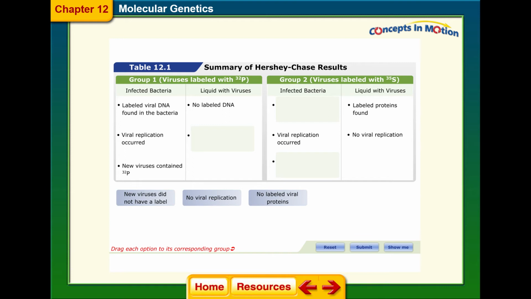Go ahead, take a moment, pause the video, and see if you can match these boxes to their corresponding spots on the chart. So, in the group 1 liquid with viruses, we had no viral replication, and in the group 2 infected bacteria, we had no labeled viral proteins, and the new viruses did not have a label.